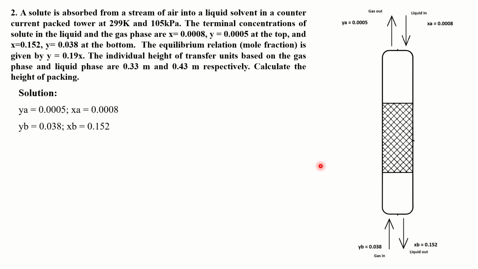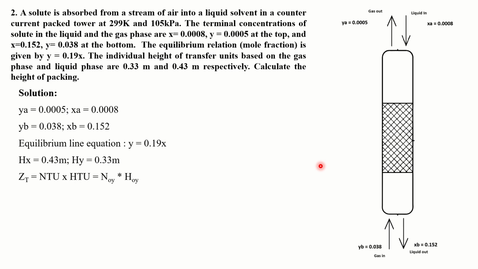So all the composition data XA, XB, YA, YB, let us write. Then the equilibrium line equation, then Hx, Hy data, then the formula for calculating height of packing. So Zt is equal to NTU into HTU.